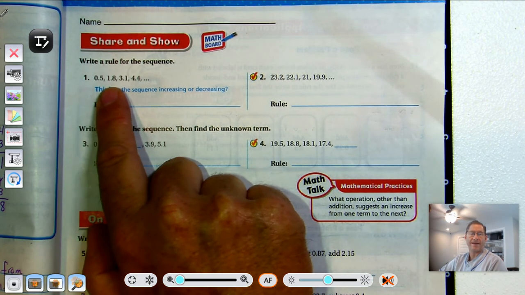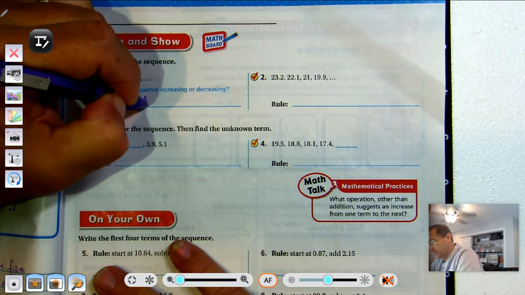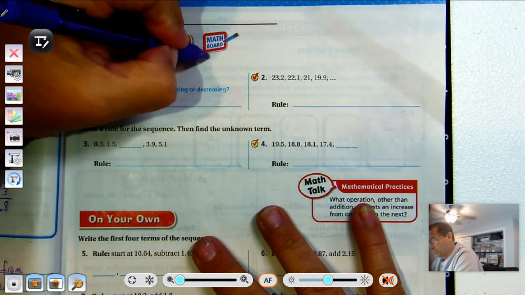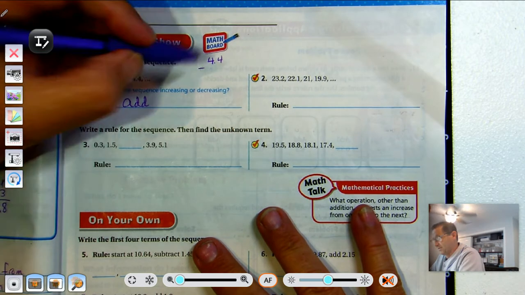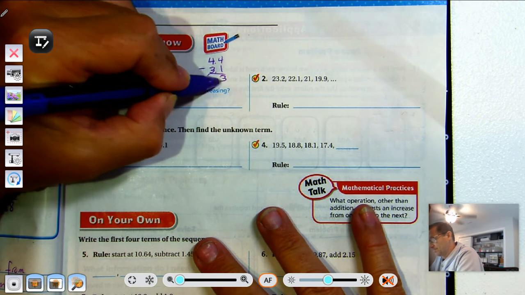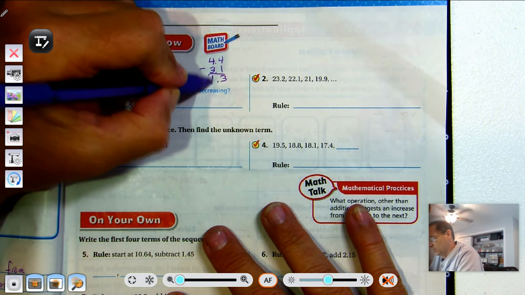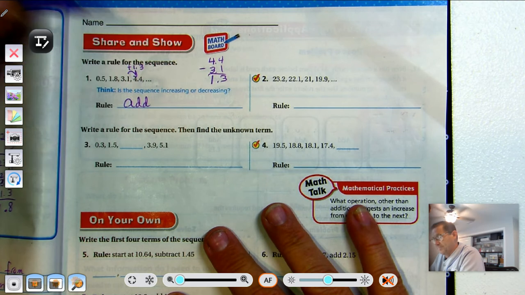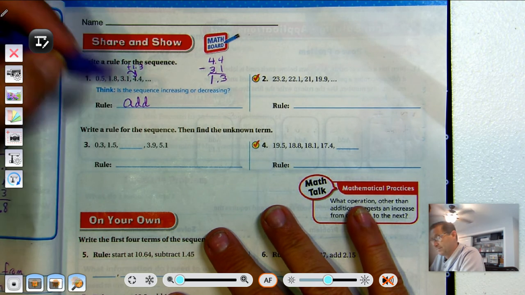1/2 to 1.8 to 3 to 4. It's going up. So our rule probably is going to be add something. So how can we figure that out? Well, we can take the last term and subtract the previous term. 4 tenths take away 1 tenth is 3 tenths, and 4 ones take away 3 ones is 1. So from here to here, it had to increase 1.3. Is 1.3 plus 5 tenths 1.8? Yeah, it is.